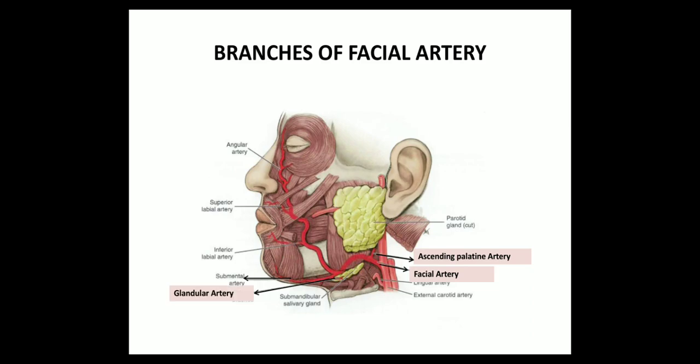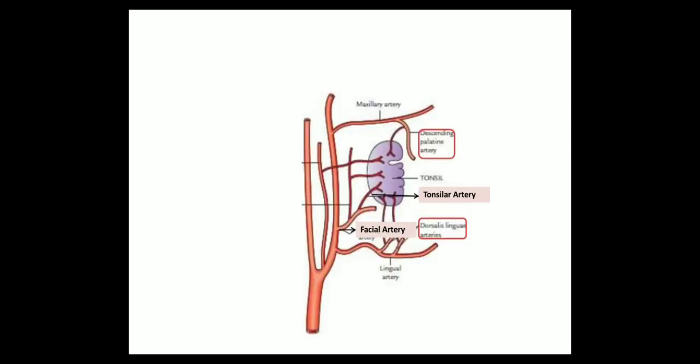The glandular artery supplies the submandibular gland. The submental artery is a large artery which runs forwards on the mylohyoid muscle along with the mylohyoid nerve. It supplies the mylohyoid muscle and the submandibular and sublingual salivary glands. Another branch is the tonsillar artery, which is the principal artery of the tonsil. It pierces the superior constrictor and ends in the tonsil.